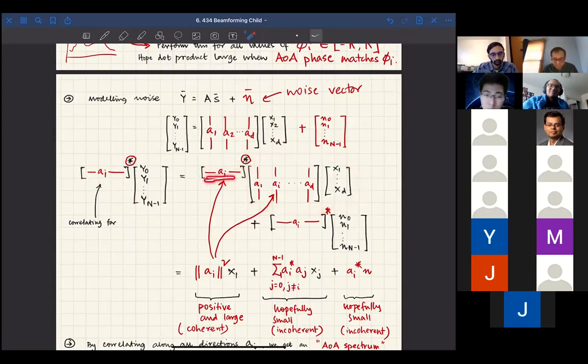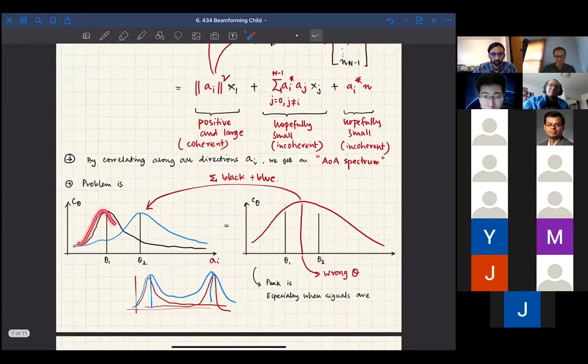And when this ai and this ai match up, all the vectors get aligned. And when this ai and this aj do not match up, the vectors are all over the place, so you don't see that coherent constructive alignment. And that's what gives you the AOA spectrum.